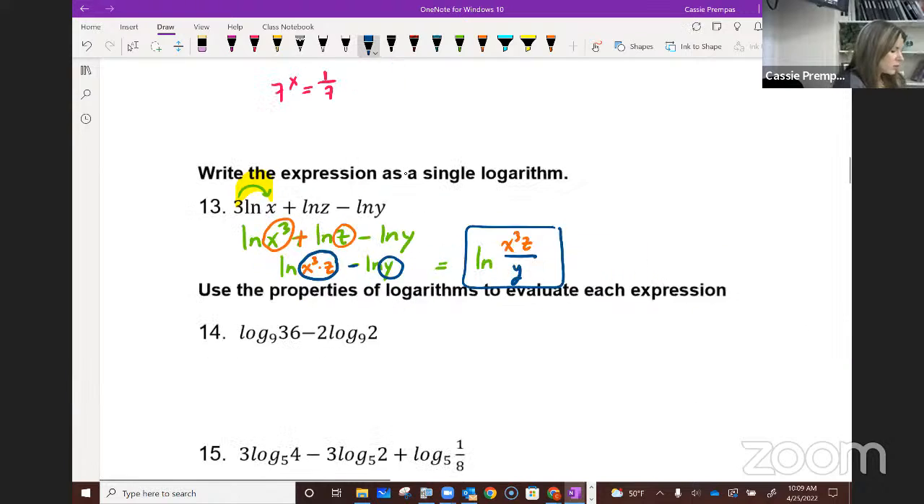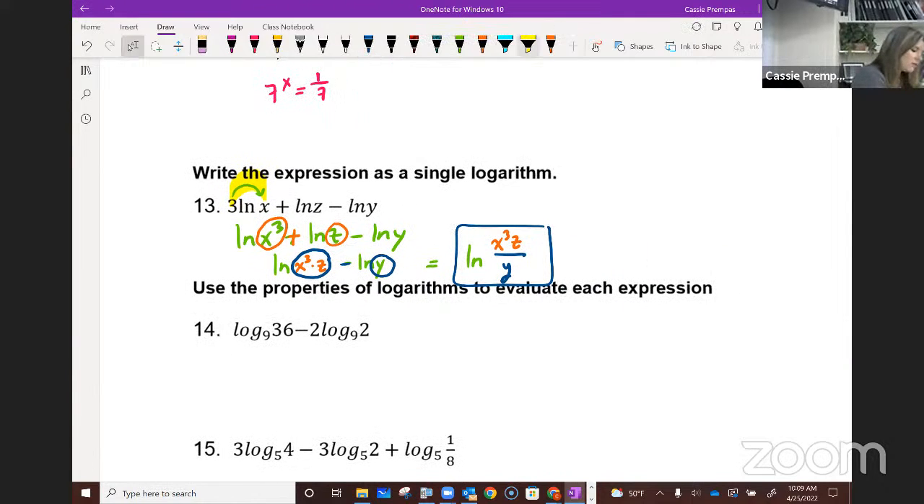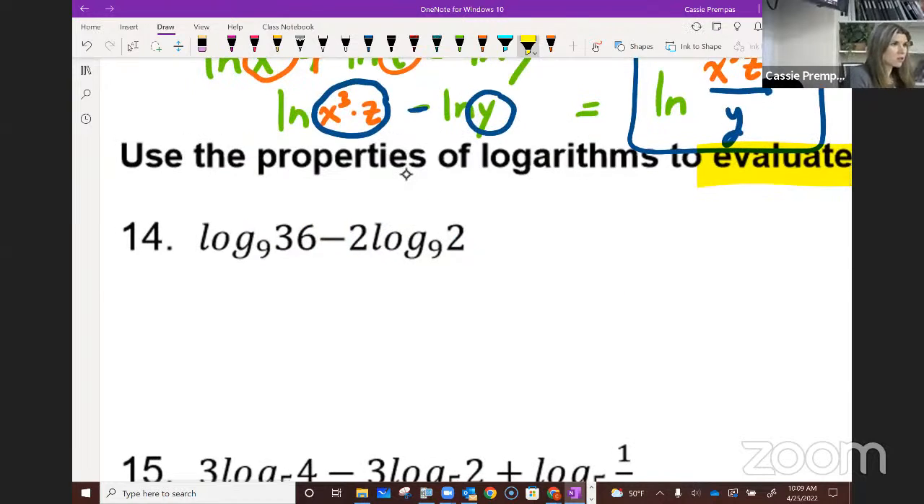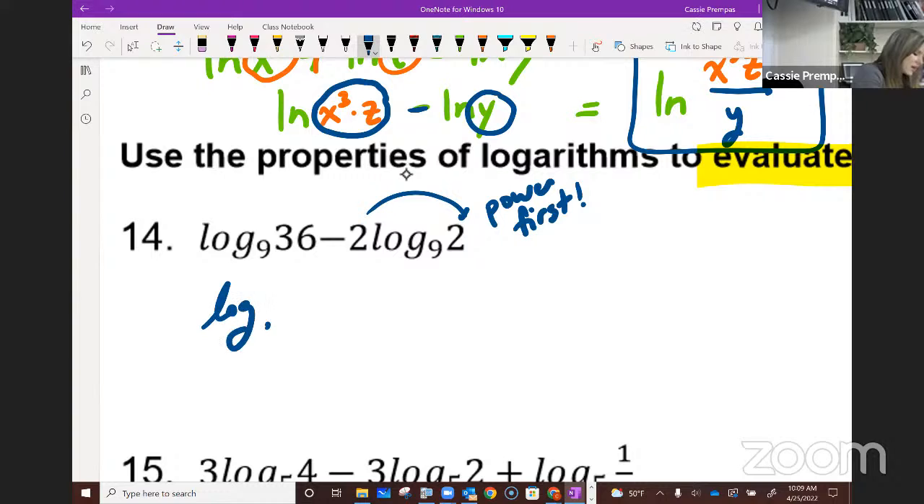Okay, number 14. It says use the properties of logs to evaluate, which means determine the value. So basically, once you get it to the end, solve it. I want to combine these into a single log. What am I going to have to do first? Good, move the 2. Make sure we do the power property first. That becomes log base 9 of 36 minus log base 9 of 2 squared. What is 2 squared? 4, awesome.